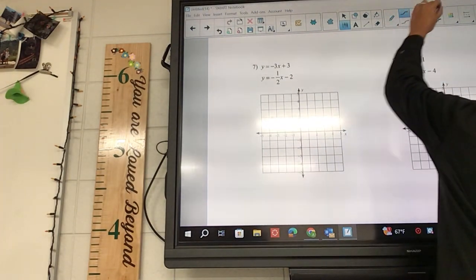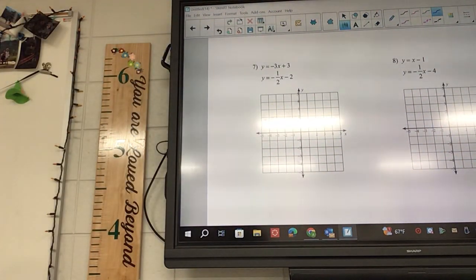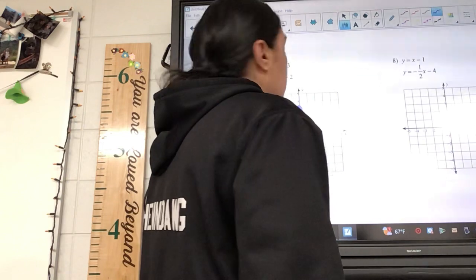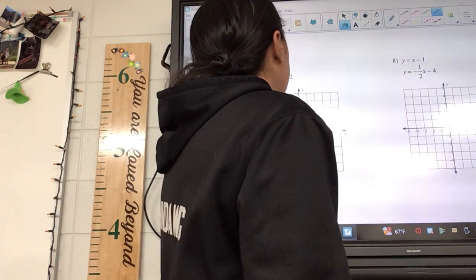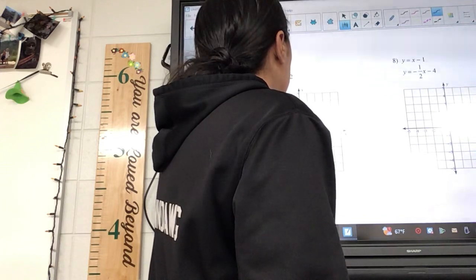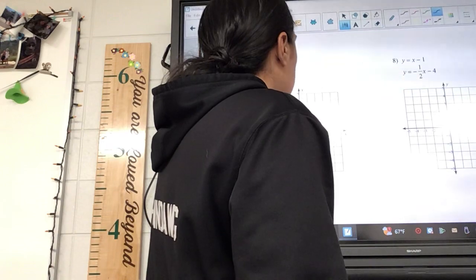Okay, 7. Where does line 1 start? 3. Starts at 3. What is my slope? 3/1. Okay, so we can't go up 3, so we're going to have to go down 3. 1, 2, 3. Over 1 to the right, because it's negative. 1, 2, 3. Over 1.